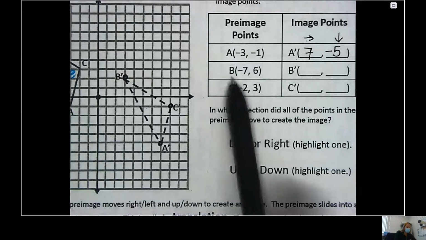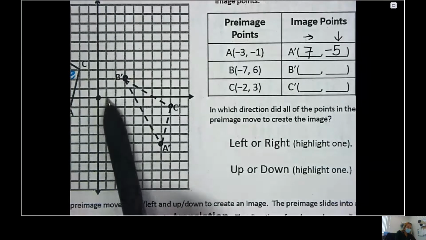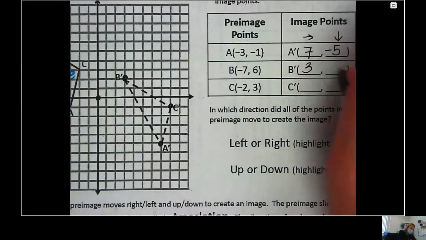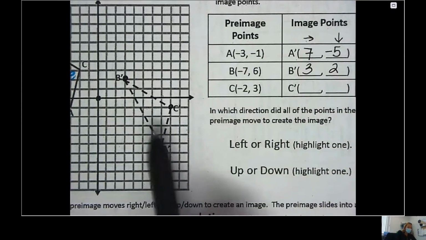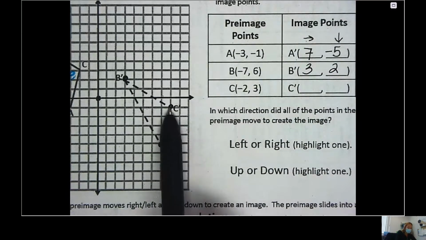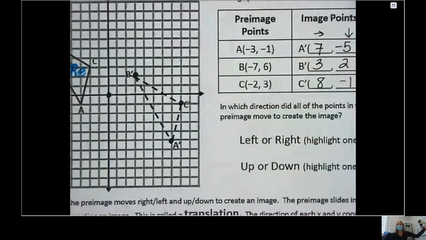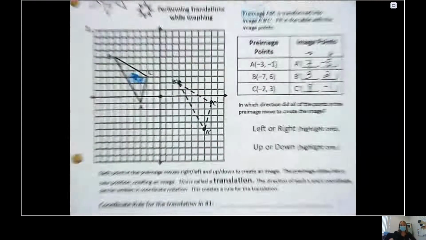Okay, what about point B prime? 3, 2. To the right 3, up 2. And last one, what about C prime? 8, -1. Good. All right, so I've got all of my coordinates written.